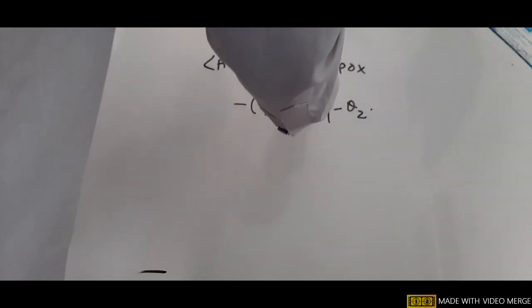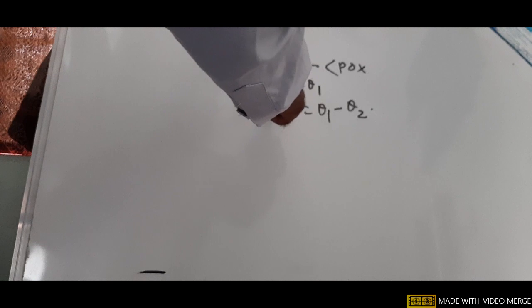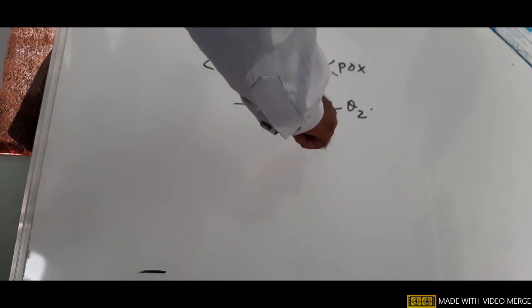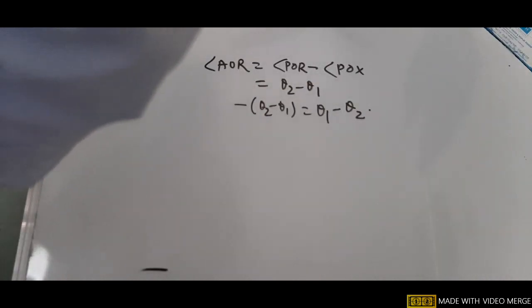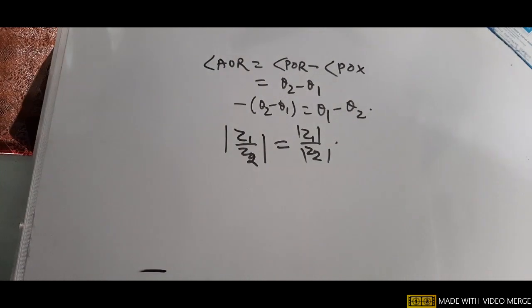So POR is equal to theta 1 and POX is equal to theta 2. Since we have taken this rotation as clockwise, it can be taken as minus theta 2 plus theta 1, which is theta 1 minus theta 2. So this is the way the geometrical representation of the quotient of two complex numbers is represented: by mod of z1 by z2, which is equal to modulus of z1 by modulus of z2, and their argument is theta 1 minus theta 2. Thank you.